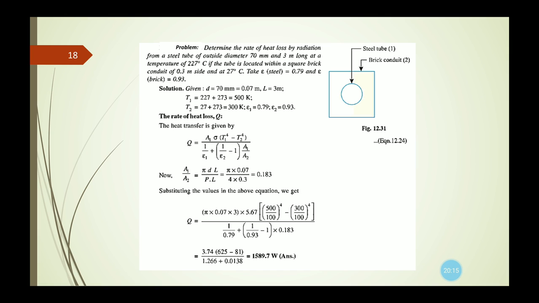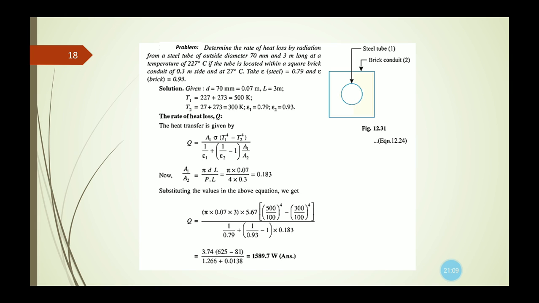Now in this case, the ratio of the areas for these two different surfaces will be pi dl divided by PL. So this is ultimately 0.183. So the final value for the rate of heat loss by radiation from a steel tube to the outside can be calculated by putting in all the values. Some of the values are given in the numerical, and the ratio of the area we have calculated just now. So if we put all these values, we can calculate the rate of heat loss as 1589.7 watt.